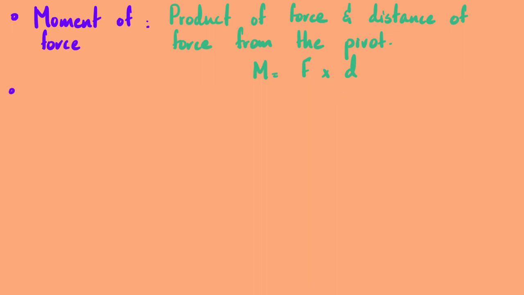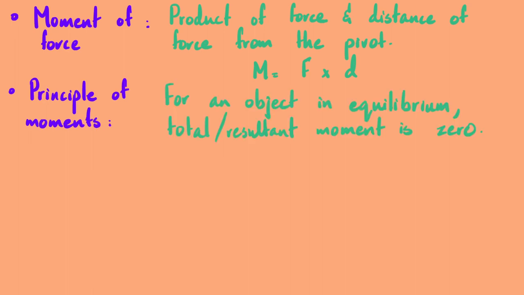The second thing which is usually asked in this chapter is the principle of moments. Again, this is something which is really frequently asked. You say that for an object in equilibrium, if the examiner has not already stated in the question, for example, if it says state the principle of moments for an object in equilibrium, then you don't need to say this again. But if he hasn't, you have to say this.